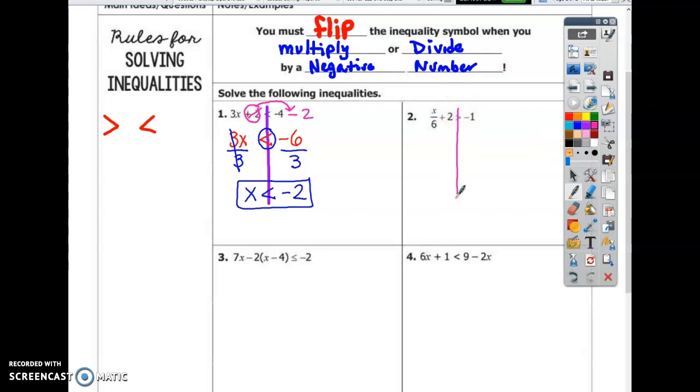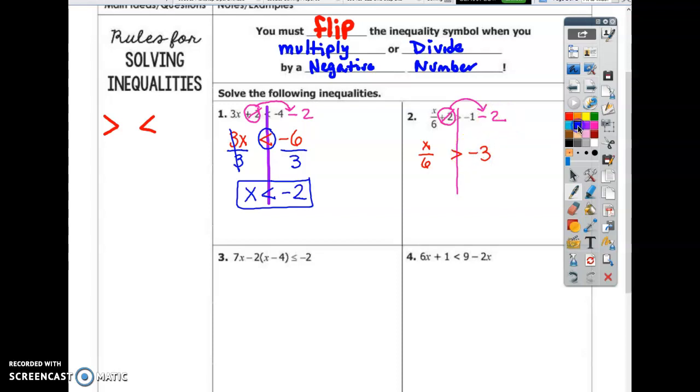Okay, so what's the first thing I need to do here? The +2 needs to move to the other side and change the sign. So it becomes -2. Okay, I'm trying to separate my numbers and my letters. So now I have, this one comes down, x divided by 6. I haven't multiplied or divided by a negative number, so this symbol just comes down. What is -1 minus 2 in Desmos? -3.